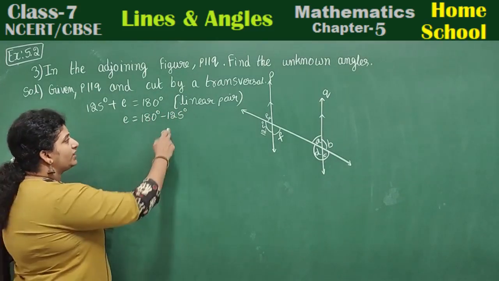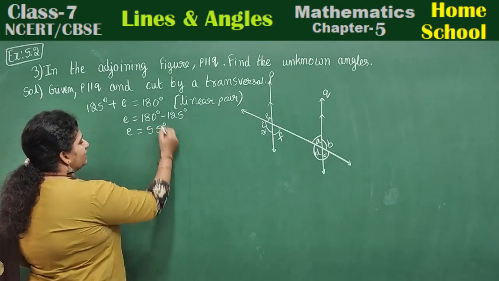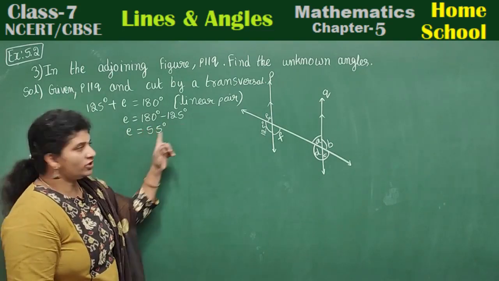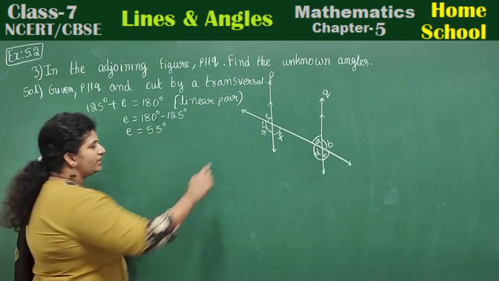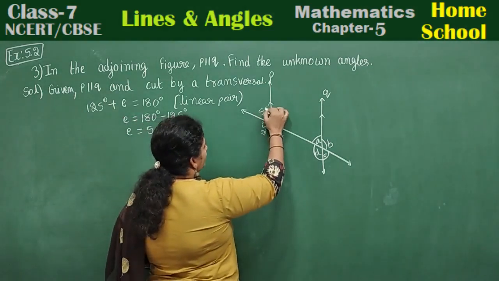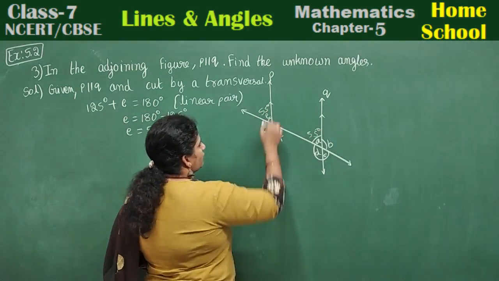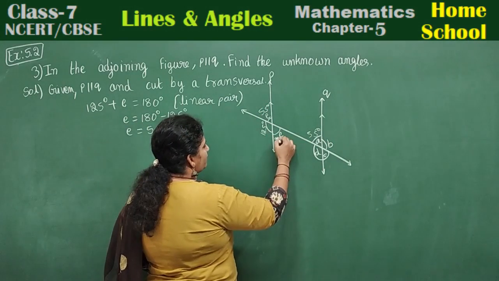Okay, then what will it be? E is equal to 55 degree. Subtract these two, you are going to get 55 degree. Then this angle is 55, children. Look here, roughly I do here 55 degree. Then this will be 55. Or this opposite, this will be 55.